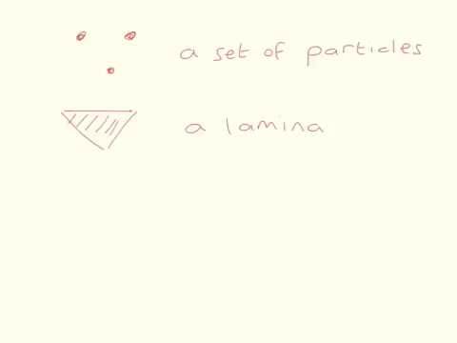Now, we've already looked at the centre of mass of a set of particles. We've already looked at the centre of mass of a lamina, a solid shape. And what we're looking at here is the centre of mass of a wire framework. So there's no material in the middle here, but these shapes here have mass.